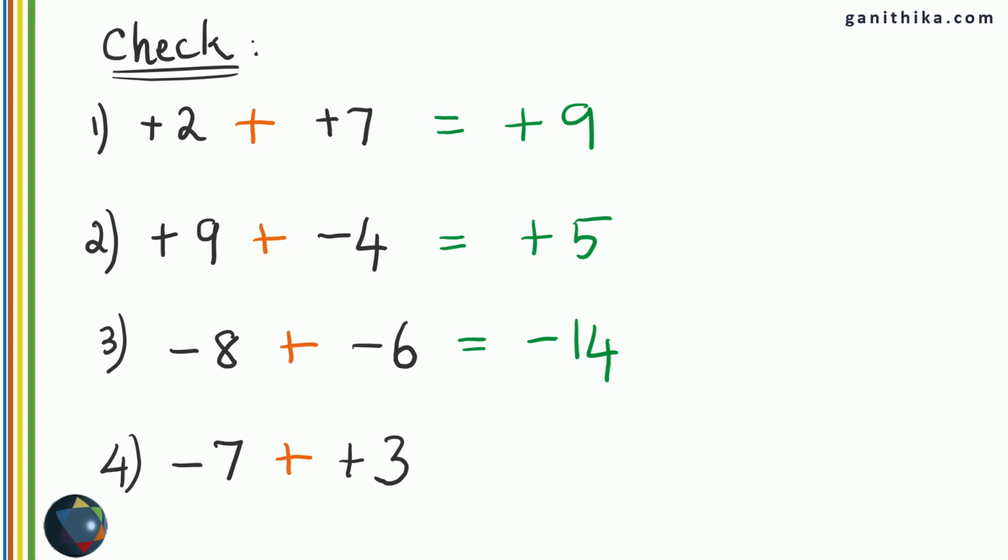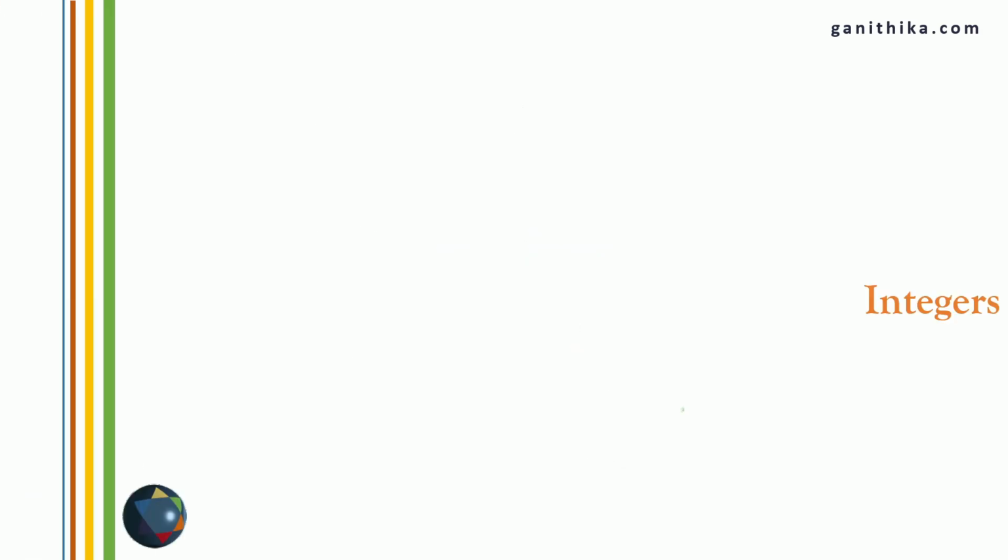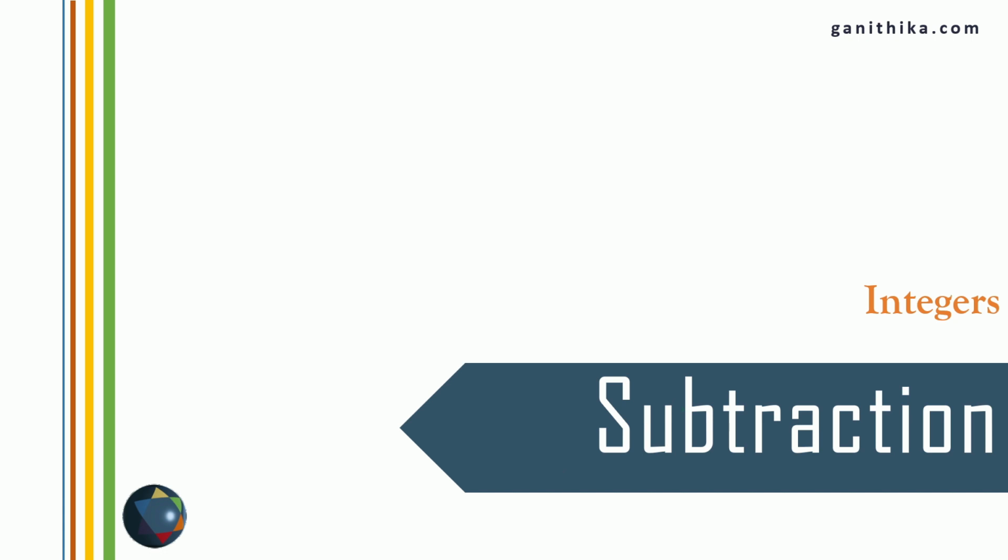Next is positive and negative combined. Therefore, the answer will be subtraction of 7 minus 3, 4. But the sign will be the sign of the bigger number, which is 7. Therefore, this is going to be negative 4. I hope you got all these answers correctly. Now, let's go on to subtraction of integers.